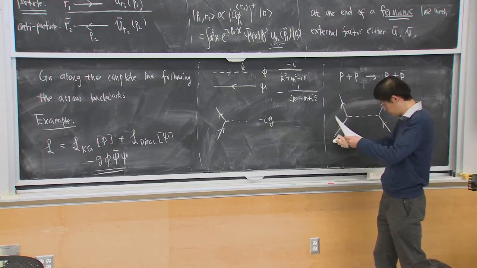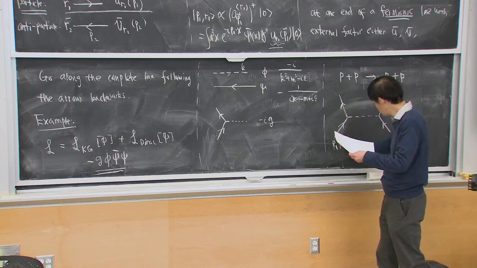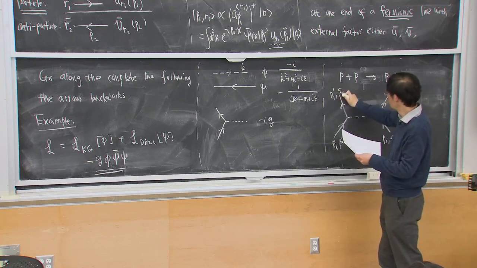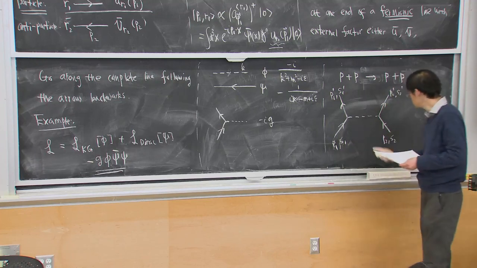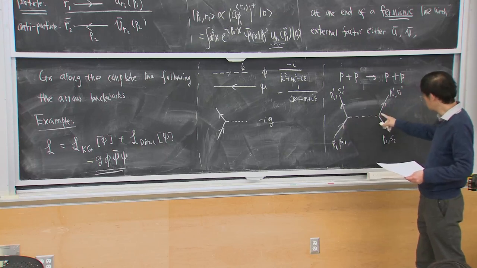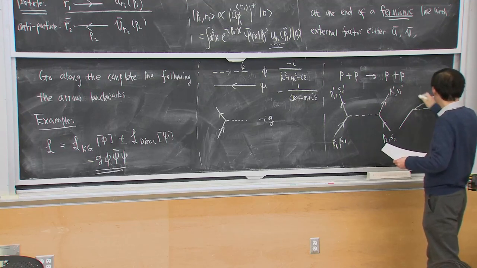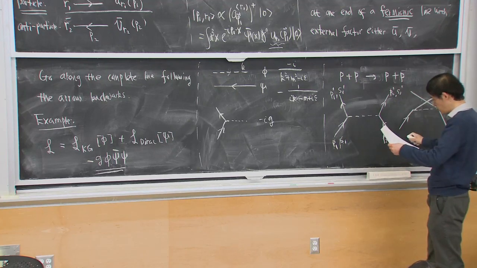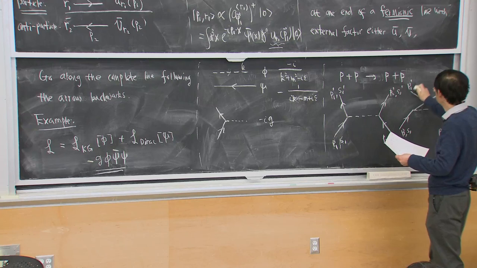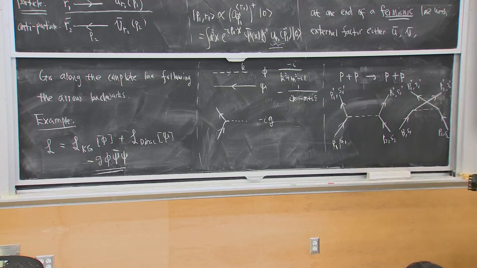Okay, so suppose this is P1, call it polarization S1. Suppose this is P2, S2, and then the outgoing ones, let's call them P1 prime, S1 prime, and P2 prime, S2 prime. So this is one of the diagrams, but we can also have this internal line connect with that line, and this line connect with that line. So you can also have a structure like this. Okay, so we have P1, S1, and P2, S2, and P1 prime, S1 prime, P2 prime, S2 prime. Okay, so these are the two possible diagrams at lowest order.